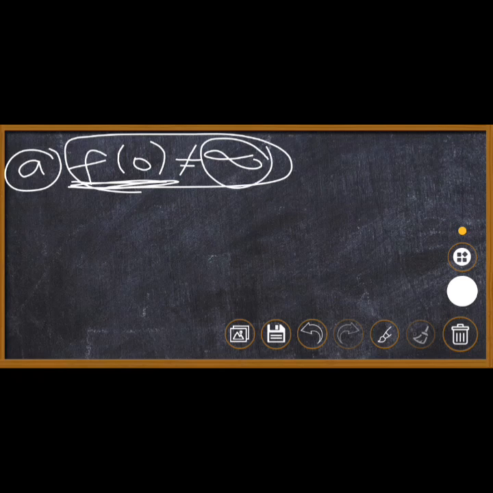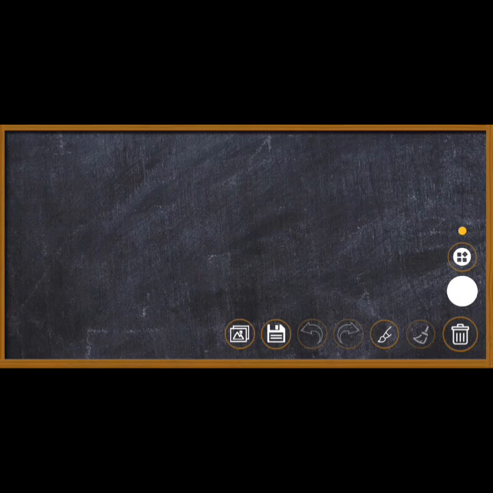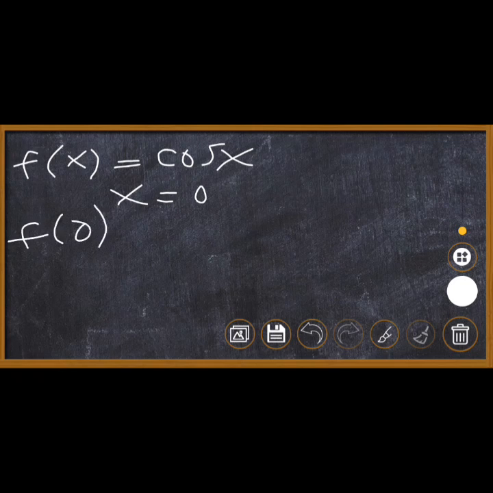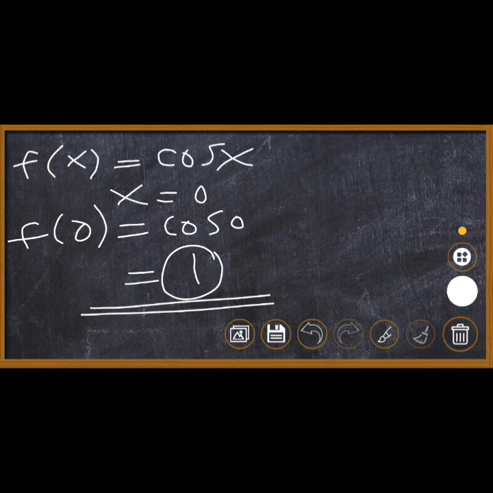Let's give an example. Let's say you have f of x equal to cos of x. If we replace where there is x with 0 in this case, we are going to have f of 0 equal to cos of 0. In this case, cos of 0 is just 1. So since this gives a specific value, then you can proceed to finding the MACLAURIN series.